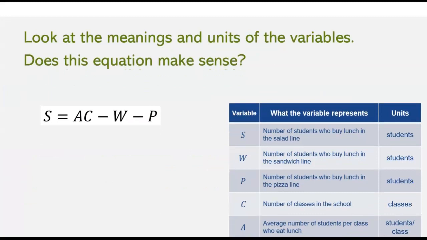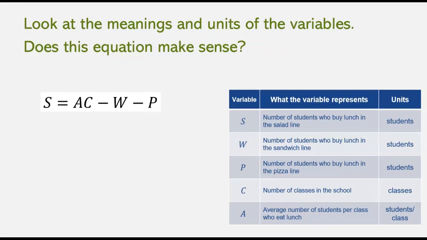So if we look at this resulting equation, S equals AC minus W minus P, that's what we solved for in the last problem. We want to look at these units and ask, does this make sense? Does this equation still make sense even though we've rearranged it all around? So let's see. Well, S was easy. We're just counting the number of students in the solid line. This is students again. AC, that's a little more complicated.